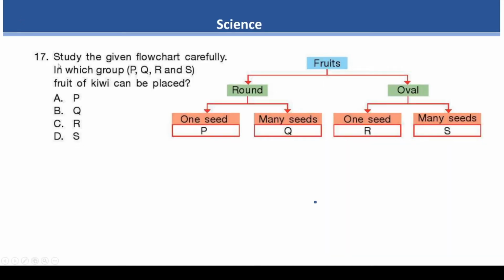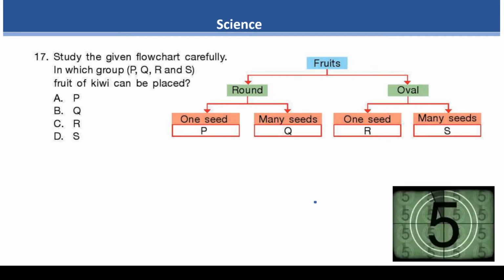Next question, study the given flowchart carefully. This is a flowchart. In which group P, Q, R or S can the fruit kiwi be placed? So P, Q, R, S are here. Go through the flowchart and choose the right answer for kiwi.